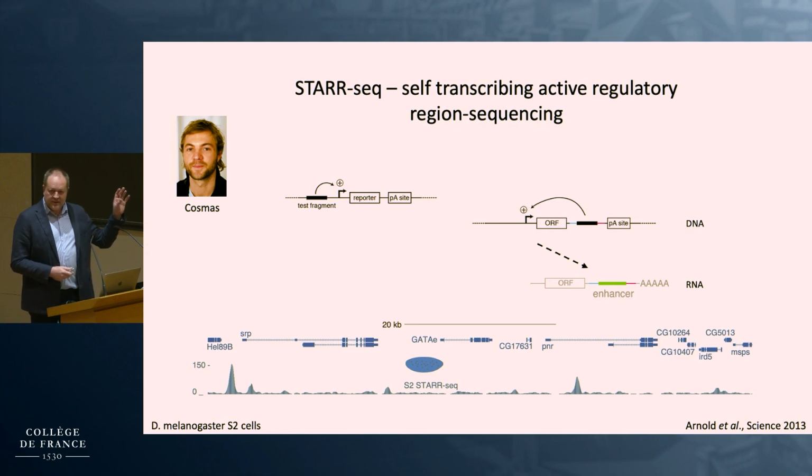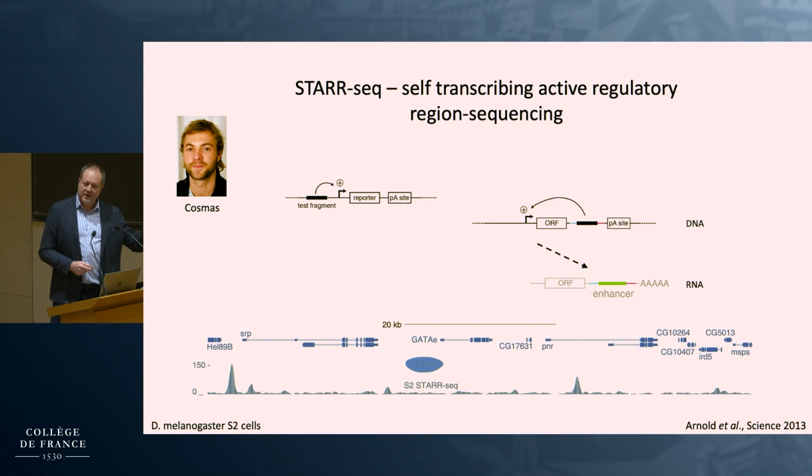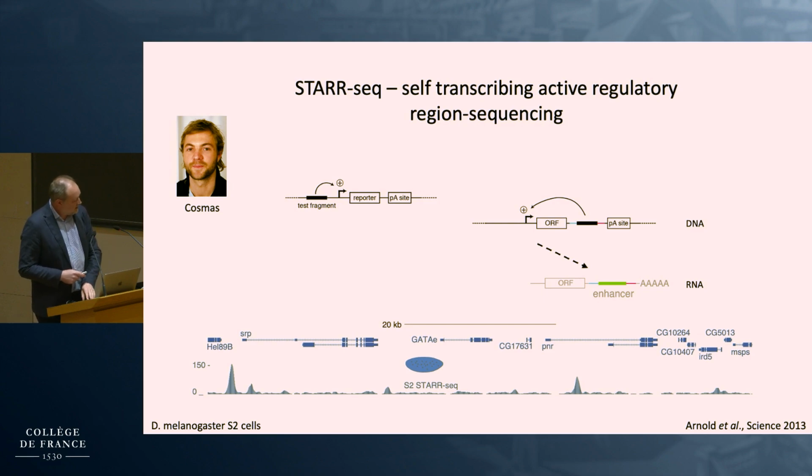And so the cool thing about this method is, while it's only applicable to individual cell lines one at a time, it gives us essentially genome-wide functional data on whether a particular DNA sequence is an enhancer and how strong it is. So this is perfect training data for these types of machine learning methods.